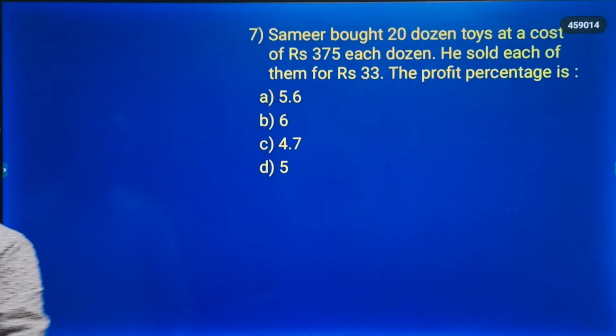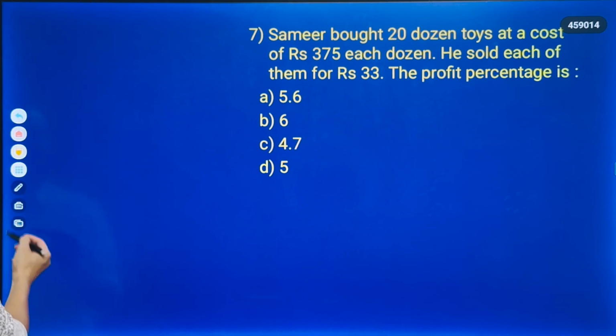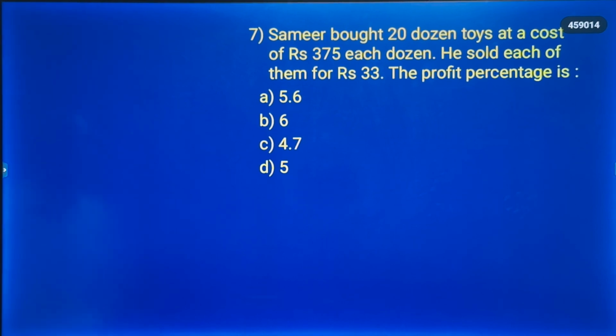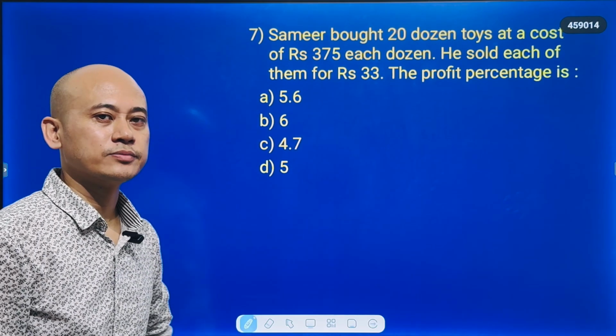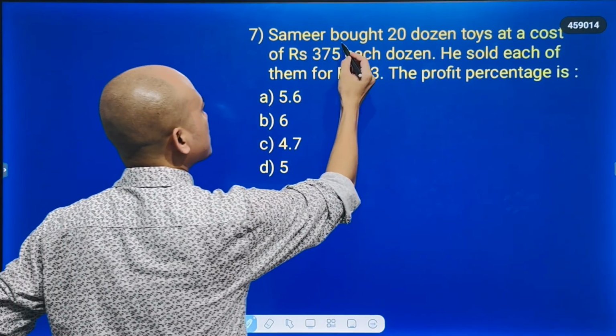Next question. Samir bought 20 dozen toys at a cost of rupees 375 each dozen. He sold each of them for rupees 33. The profit percentage is how much? Again we have to find the profit percent. So for finding profit, what do we need? Do we need SP or CP? CP is given to us.